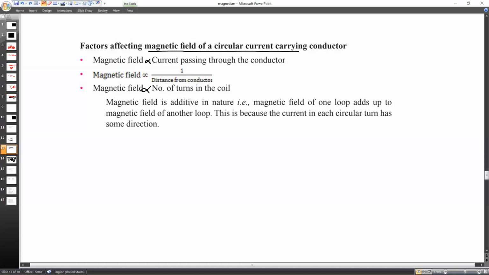Next one is magnetic field is an additive property in nature. Means it is an additive property, i.e. the magnetic field of one loop adds up with the magnetic field of another loop. For example, if you have 1 Tesla magnetic field for one coil, and you have 100 turns for the same, you will get 100 Tesla. This is because the current in each circular turn has the same direction. So please note these points also. This is important.